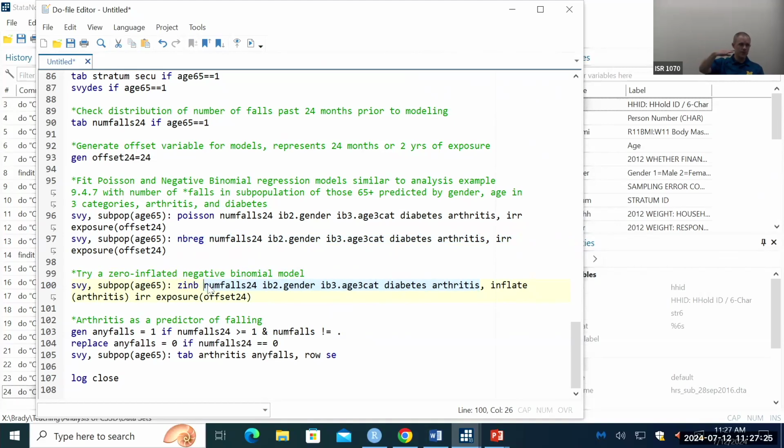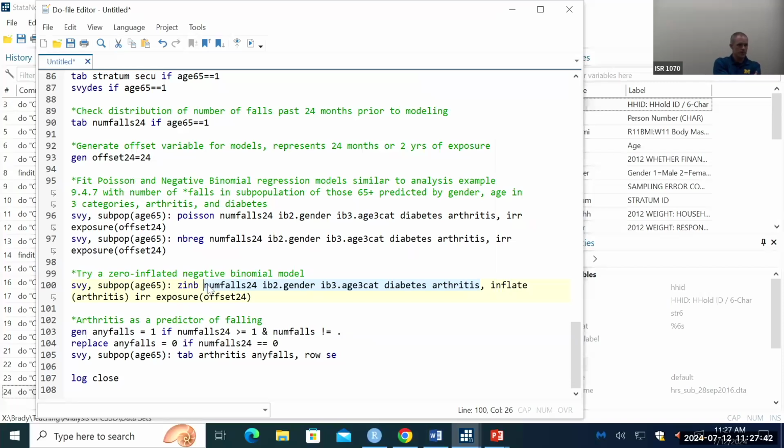Okay, that's in the substantive part of the model. The inflate part of the model is a logistic model for the probability of never falling. That's what I had backwards on Wednesday. So we're modeling the probability of a 0 on the count. Same model approach, just different interpretation of the odds ratios.